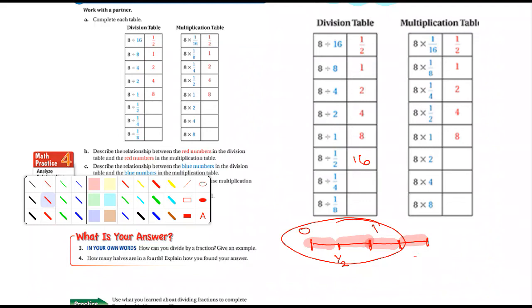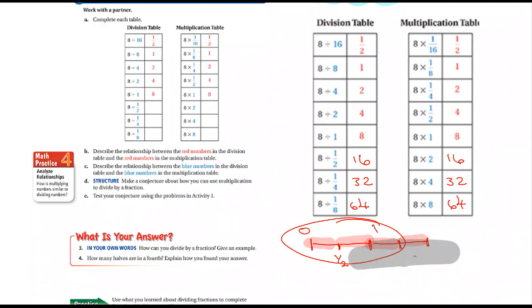And 8 times 2 is 16. How many quarters are in 8? What's 8 times 4? 32. How many eighths are in 8? Or what's 8 divided by 1/8? 64. What's 8 times 8? 64.